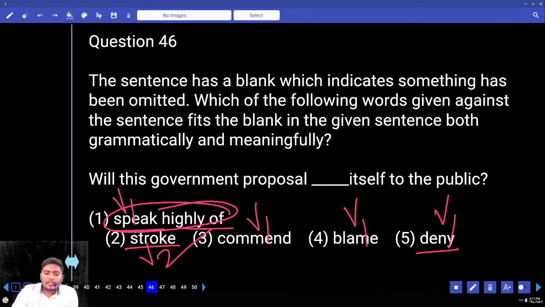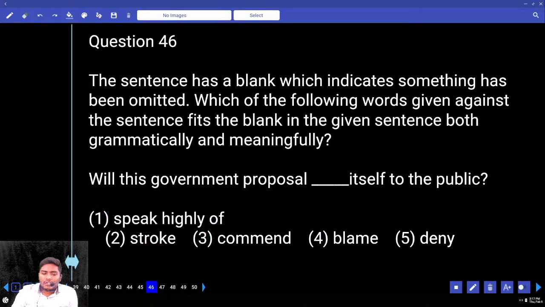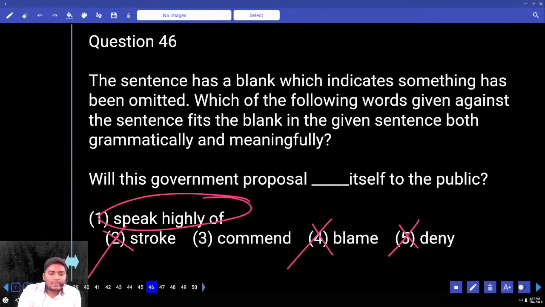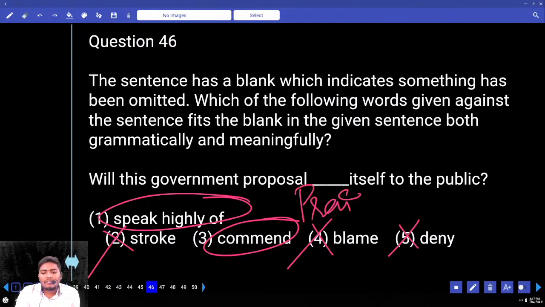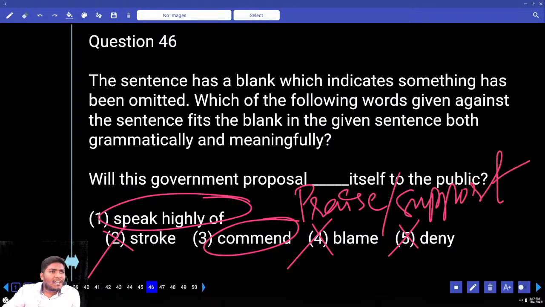How many words shall we eliminate? Blame is out, deny is out. So, according to the grammar, the second one is out. According to the meaning, the fifth one and the fourth one are out. Now, look at these two words here. Speak highly of, another one is commend. Commend is nothing but to praise, support, appreciate. What is speaking highly of somebody? Same meaning of praise. But not somebody speaking of you. It is self-speaking. Of course, you can also speak about somebody else in their praise.